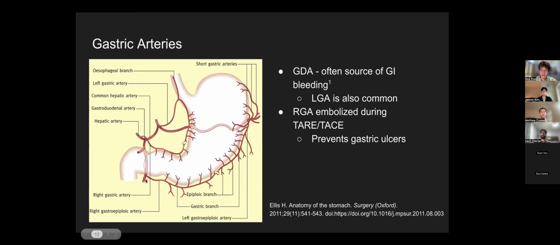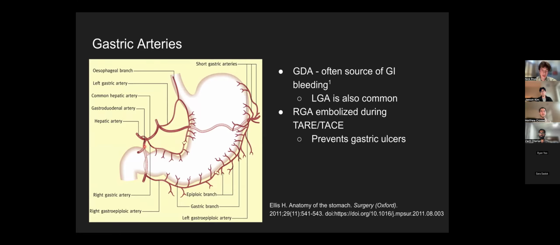So there's a lot going on here, and it's confusing because they're all branching from different points. Something important to know in this region is that the GDA, the gastroduodenal artery, over here, which is one of the branches of the common hepatic, is a common area for GI bleeding. The left gastric artery is also a common area, but I think GDA might be a little bit more common, as that's at least what the literature that I wrote said.